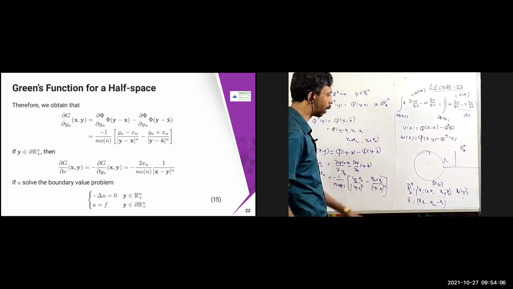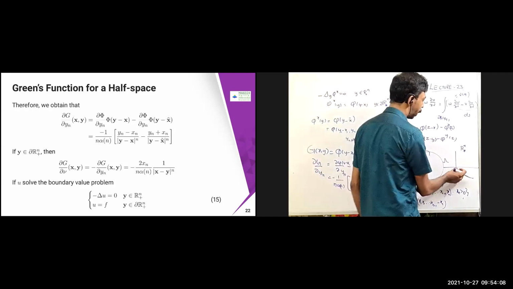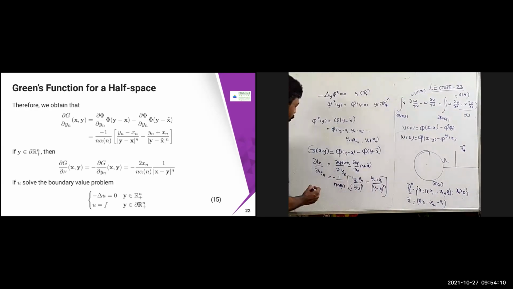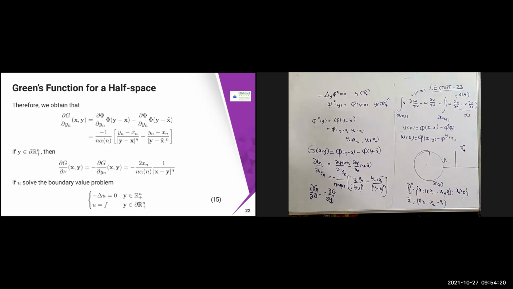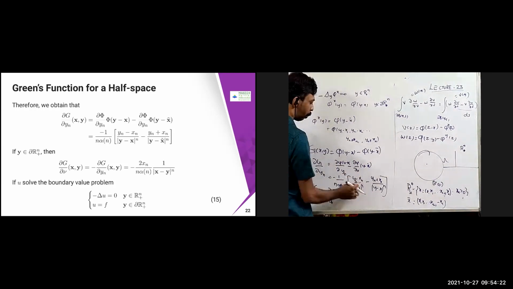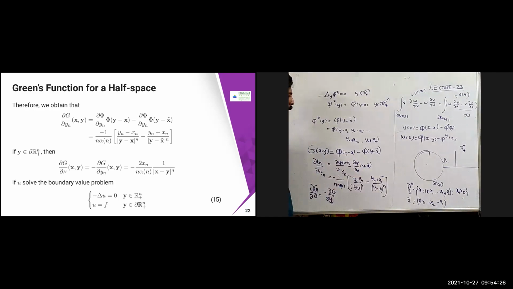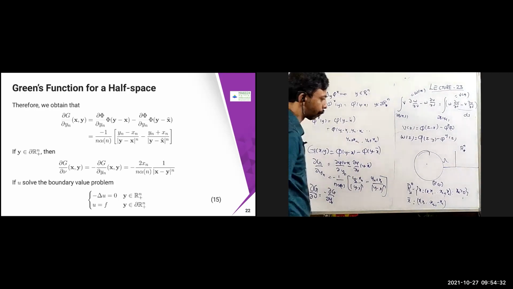Because I got to take the ∂G/∂ν in the representation formula. So that is going to be minus ∂G/∂yn. At the boundary, it is in the negative direction, so you are going to get minus ∂G/∂yn. Therefore, at the boundary, this is going to be the same, so you are going to get 0 here. Only this is going to be there. So therefore, you are going to get minus 2xn over nα(n)|x minus y|^n.